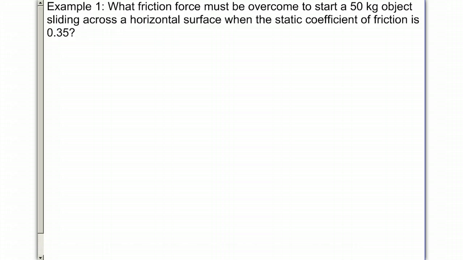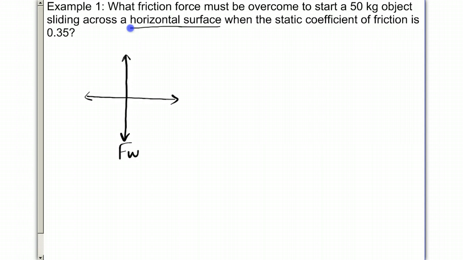And for each of these problems, because we're dealing with horizontal surfaces, we're going to go ahead and draw our cross where downwards is the force due to weight. Realize that's the same as the force due to gravity, which is equal to mass times gravity. The opposing force to that is the normal force. Then we have the applied force, which is opposed by the frictional force.